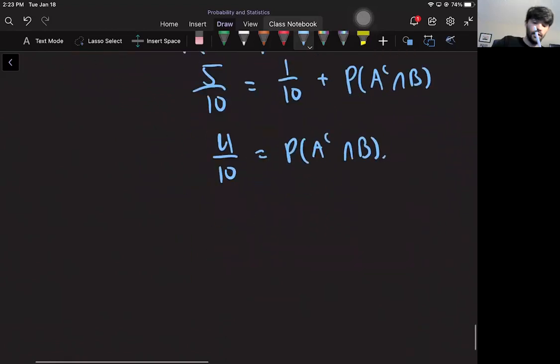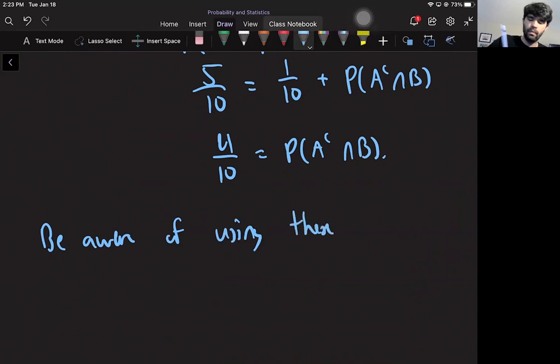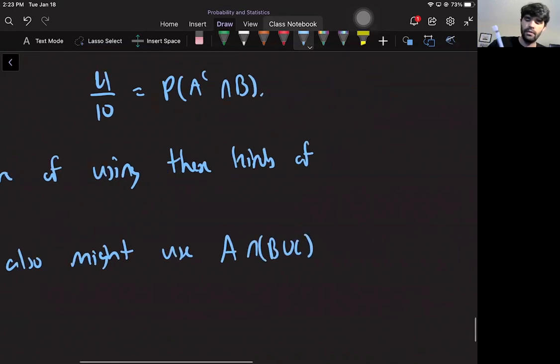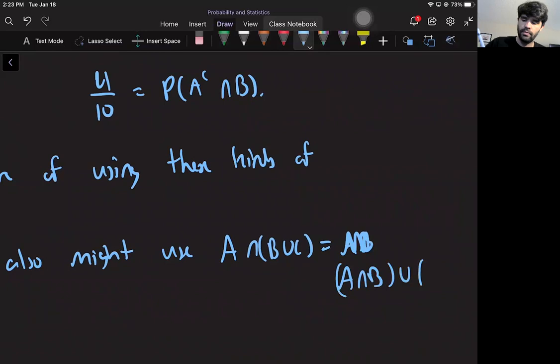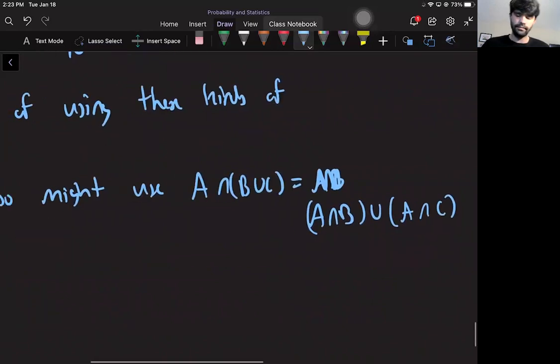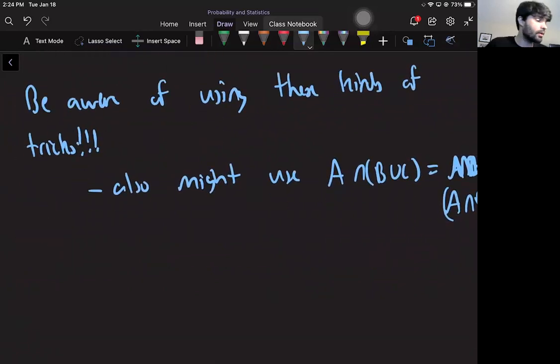Okay, so when you do problems like this, just be aware of using these kinds of tricks. And there's more tricks. So there's like the distributive property. Like you could also use something like this. If there were three sets, then you might end up using this property or something. So just be aware that there are even more tricks than the ones I've done. Can't do them all, but yeah, try your best in the examples on the lecture problems.